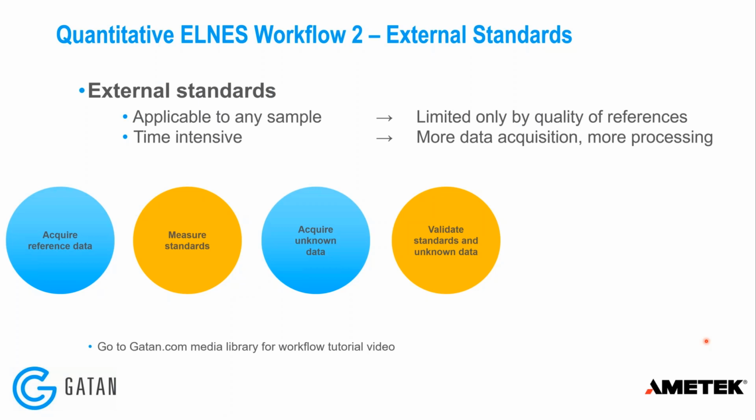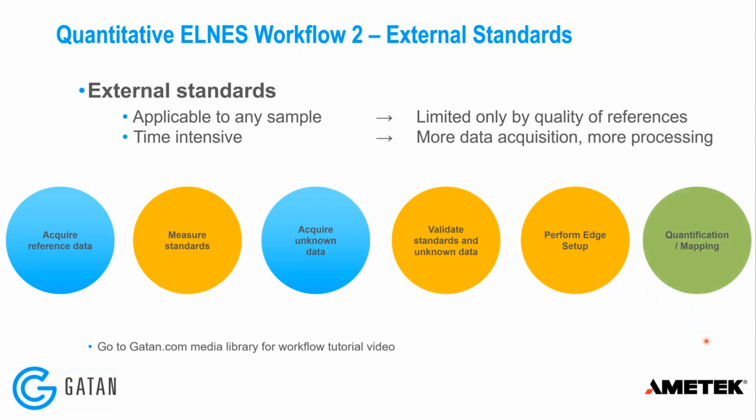You want any aberrations in the two data sets to be consistent. It's also helpful if you look for very fine changes. You want the energy resolution of the multiple data sets to be the same. Finally, we perform the edge setup on the unknown data, and then we do quantification or mapping.